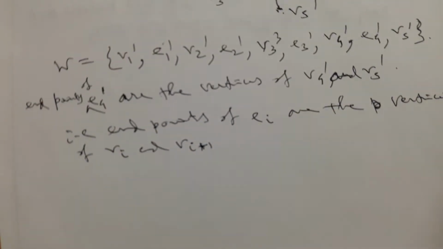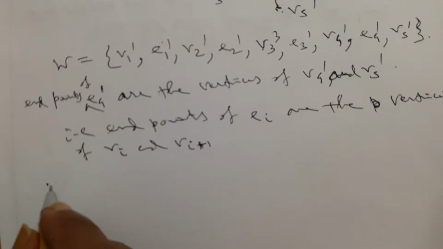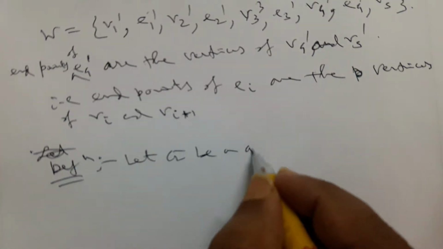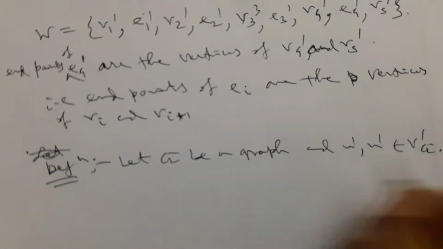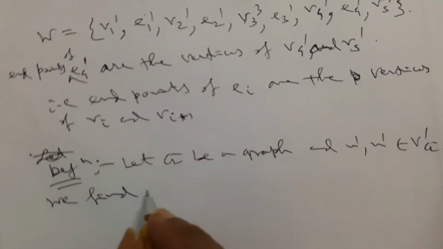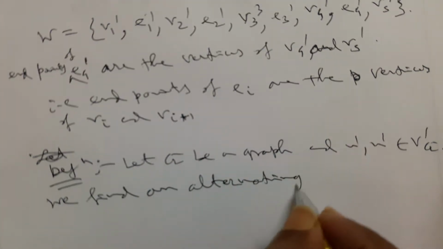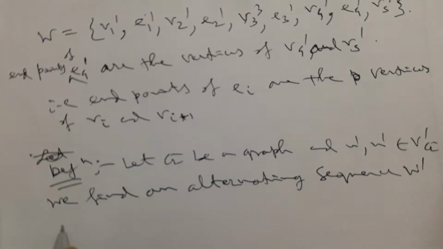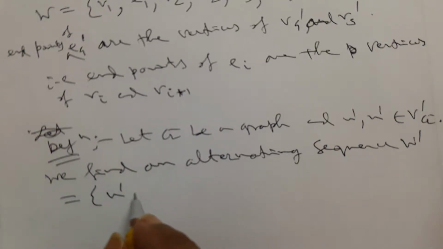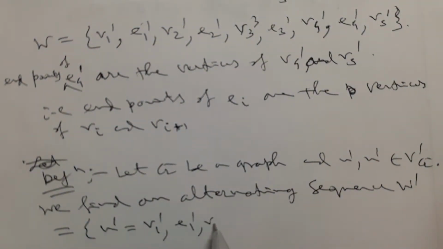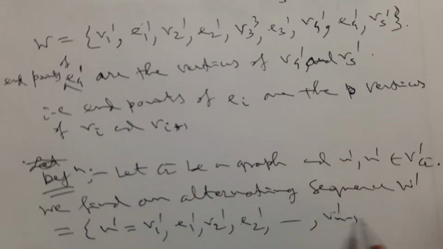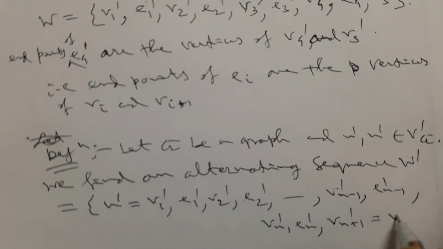Now for the generalized definition. Let G be a graph and u', v' belong to the vertices of G. Then we consider an alternating sequence W' equal to u', e1', v2', e2', and in this way vn-1', en-1', vn', en', and vn+1', which will be the final v'.